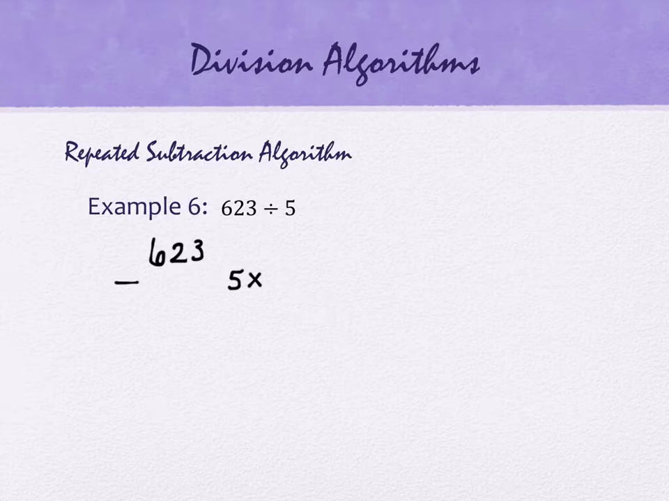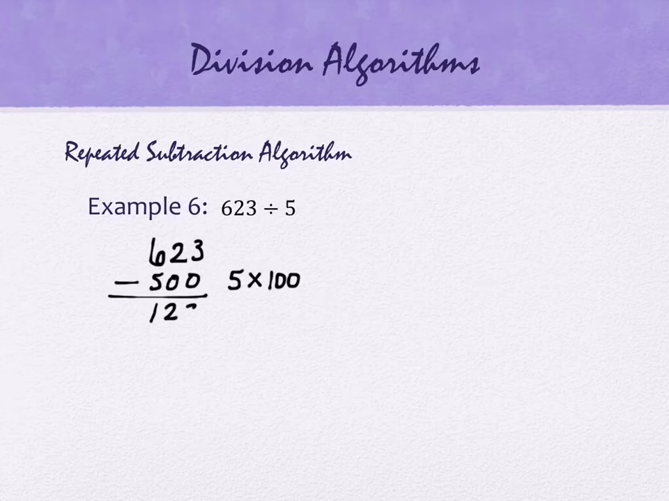623. We're going to subtract 5 times a multiple of 10. So what do I mean by multiple of 10? Well, 1 is a multiple of 10. 10 is a multiple of 10. 100, 1,000, 10,000, and so forth. We're going to do 500, right? So I can do 5 times 100. It's the biggest power of 10 I can multiply 5 by and subtract it. If I try to do anything larger, it's too big. So I'm going to subtract off 500, and I'm going to end up with what? 123.